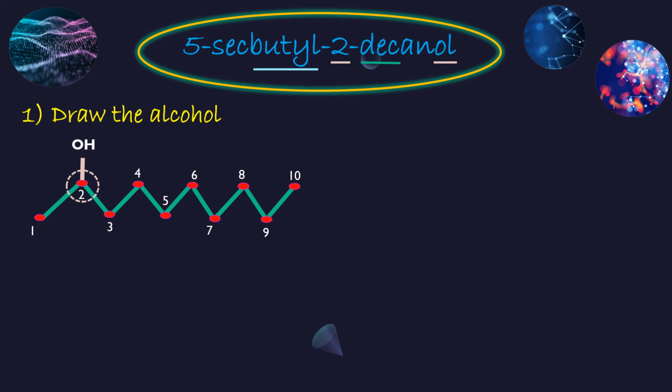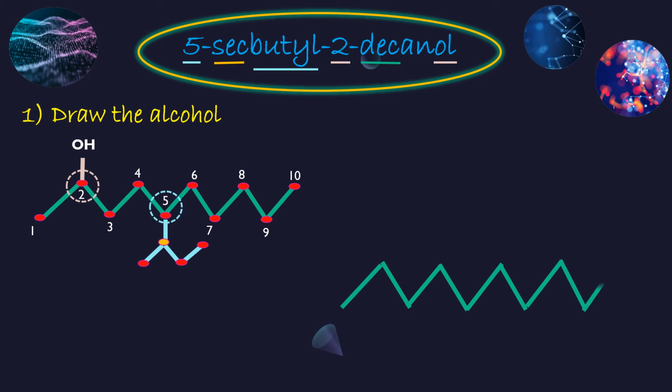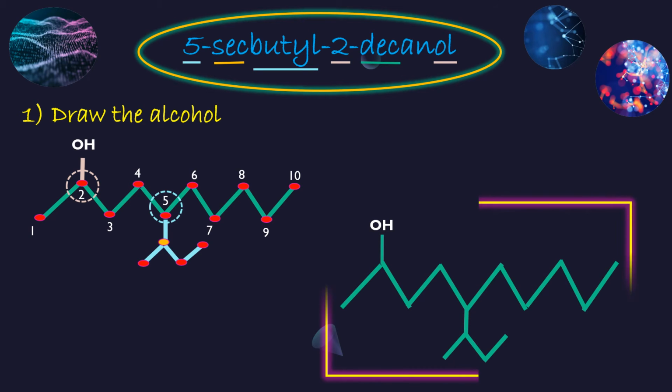Now, butyl informs that there is a 4-carbon substituent group, and sec tells that it is attached at the second carbon to the main chain. The number 5 directs that this group is located at the 5th carbon. Draw the 4 carbons and connect the lines. Alright, here's the final drawing.